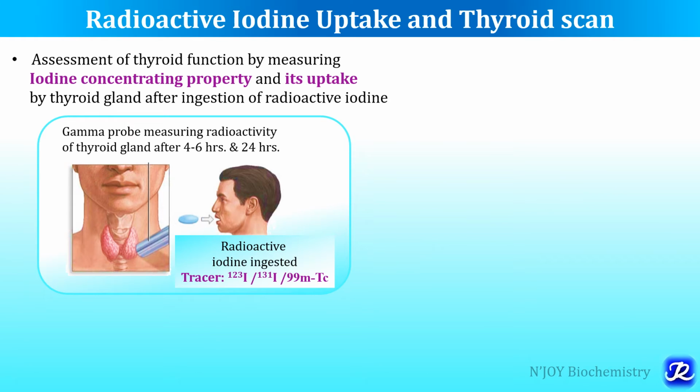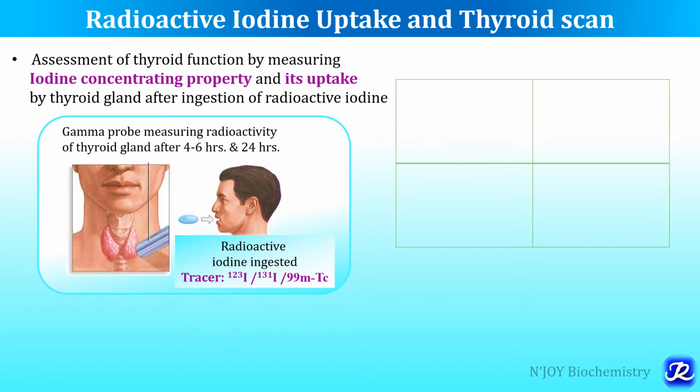So radioactive iodine is ingested, and the most common tracers are iodine 123, iodine 131 or technetium 99. These radio tracers then accumulate in the thyroid gland, and radioactive emissions from the radio tracers are detected by the thyroid scan using a spatial gamma camera. After ingestion, at 4 to 6 hours and 24 hours, with the help of a gamma probe, radioactivity of the thyroid gland is measured, and we get pictures which provide information about the thyroid's precise size, shape, position, function and activity of nodules in relation to the rest of the thyroid gland.